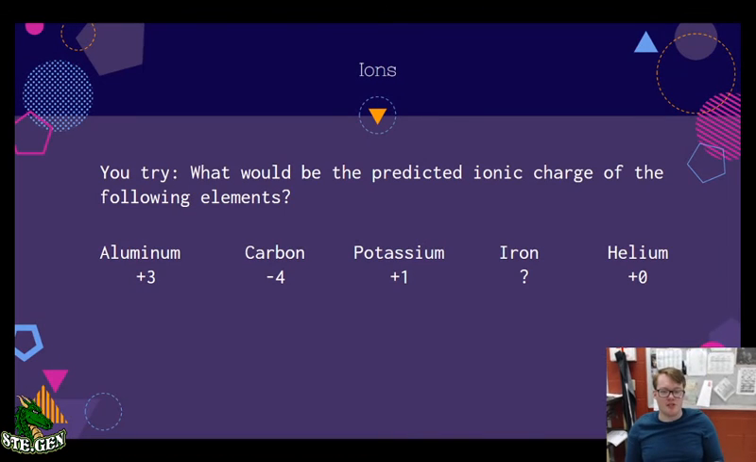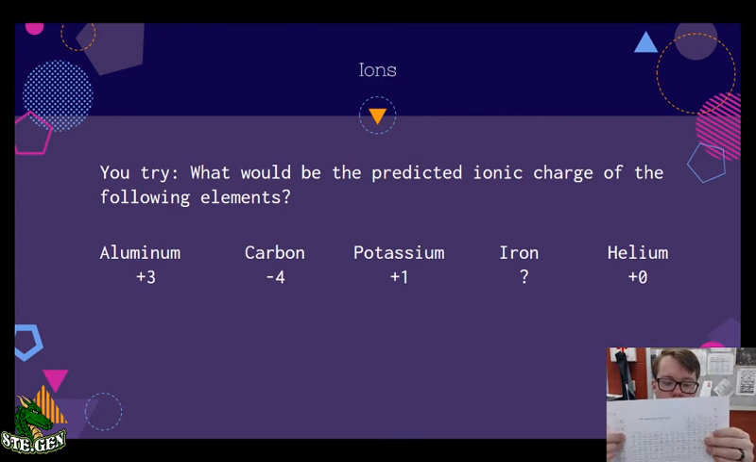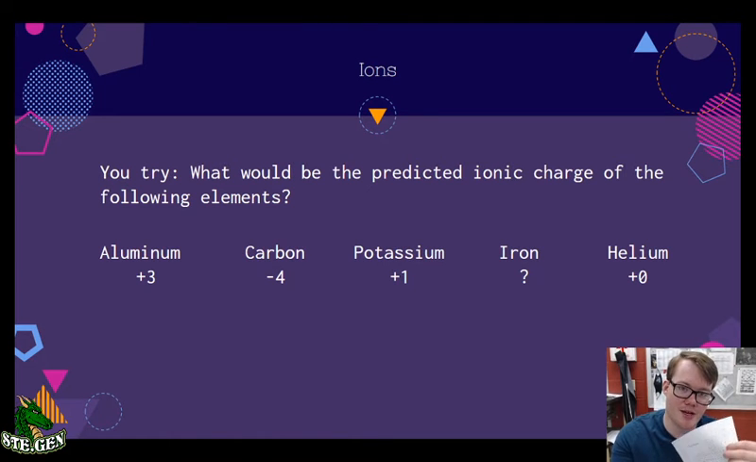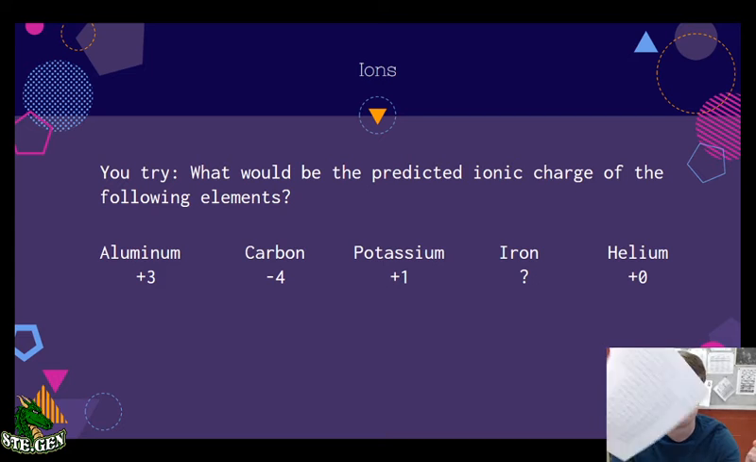Okay, so for aluminum, got all the answers up there. Aluminum is a +3 charge. It is a metal. Now it's really close to that staircase right there, but if you just remember, it's aluminum. Aluminum is a metal. So aluminum is right here. It is 1, 2, 3 steps away from being like neon. It needs to lose 3, so it's going to be a +3 charge.